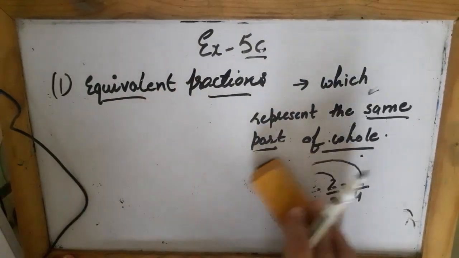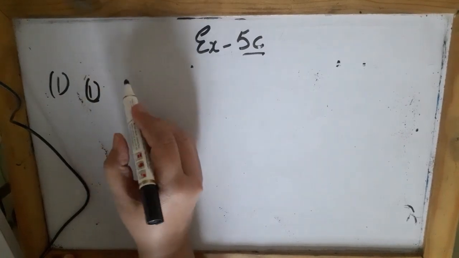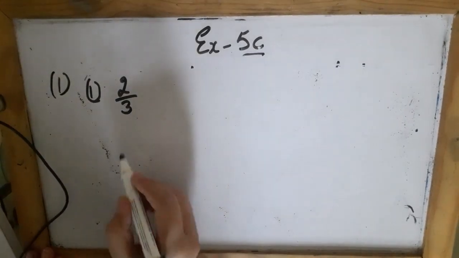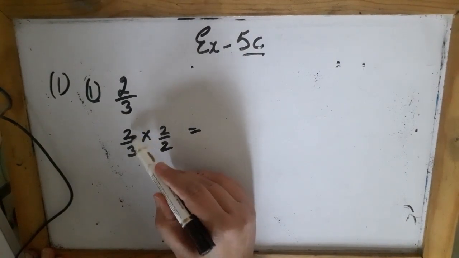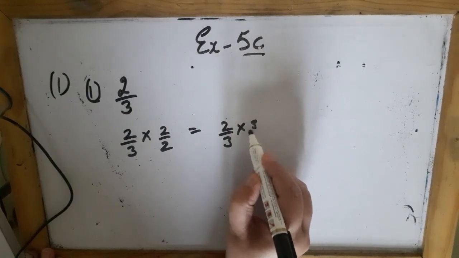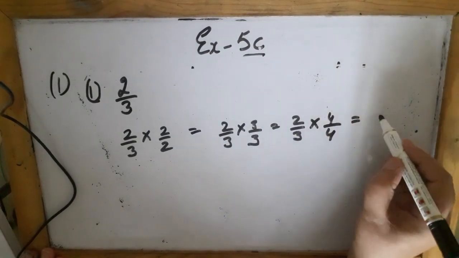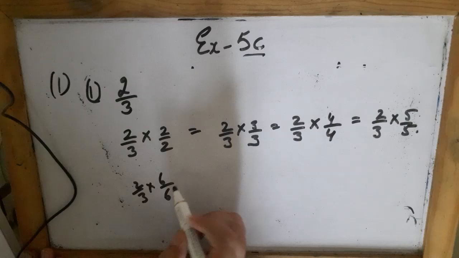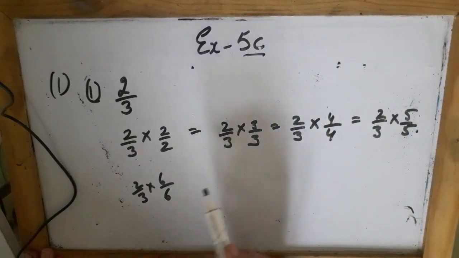Now let's come to the first question, which says give 5 equivalent fractions of the given fractions. So first is 2 by 3. I said we can get the equivalent fractions if I multiply the numerator and denominator with the same number. So I can multiply the numerator and denominator with 2, then with 3, then 4, then 5, and since I want 5 fractions, then 6. So first I have multiplied 2 by 3 by 2, then with 3, then with 4, then with 5, then with 6.